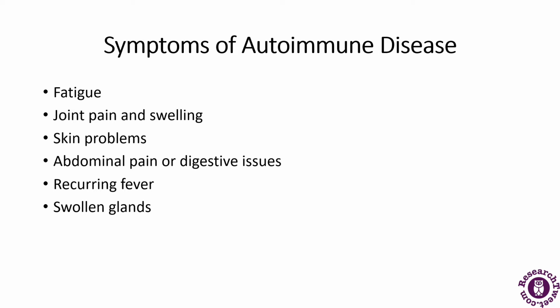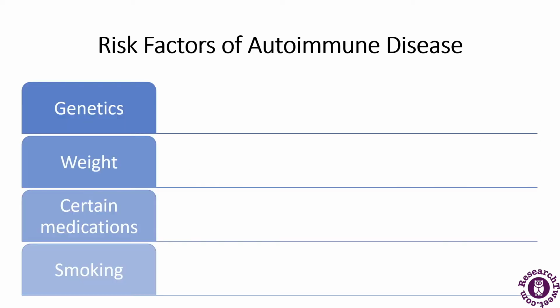So what are the symptoms of autoimmune diseases? The main symptoms include fatigue, joint pain, swelling, skin problems, abdominal pain, digestive issues, recurring fever, and swollen glands. So these are some of the symptoms of autoimmune diseases.